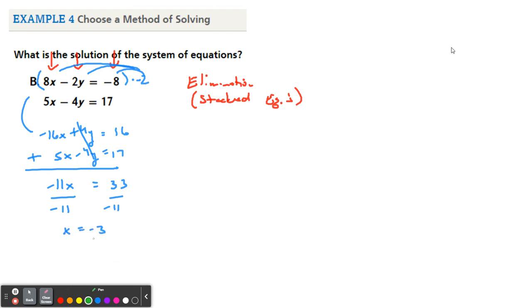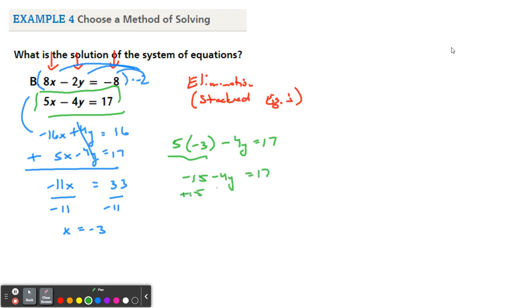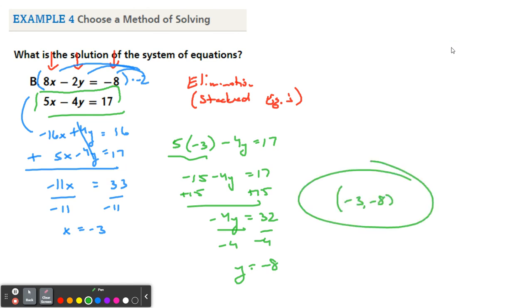So now we take this value of negative 3 and plug it into one of the equations. I'm actually going to do the second one because I don't like that negative 8, right? So this will be 5, replace x with negative 3, minus 4y equals 17. This is negative 15 minus 4y equals 17. This time to get rid of the negative 15, we have to add 15 to both sides. Don't forget the negative in front of the 4. Negative 4y equals 32. And divide by negative 4. And y is negative 8. And your solution is negative 3, negative 8.